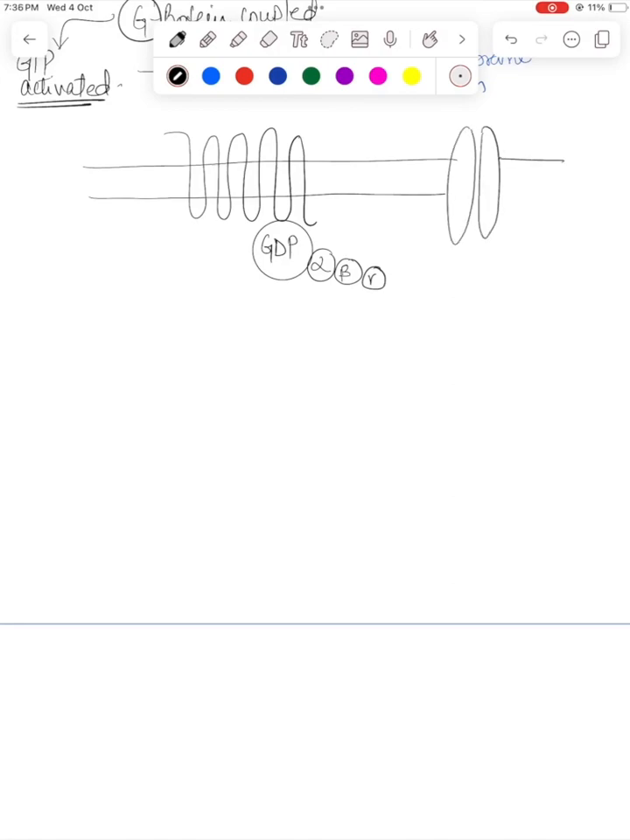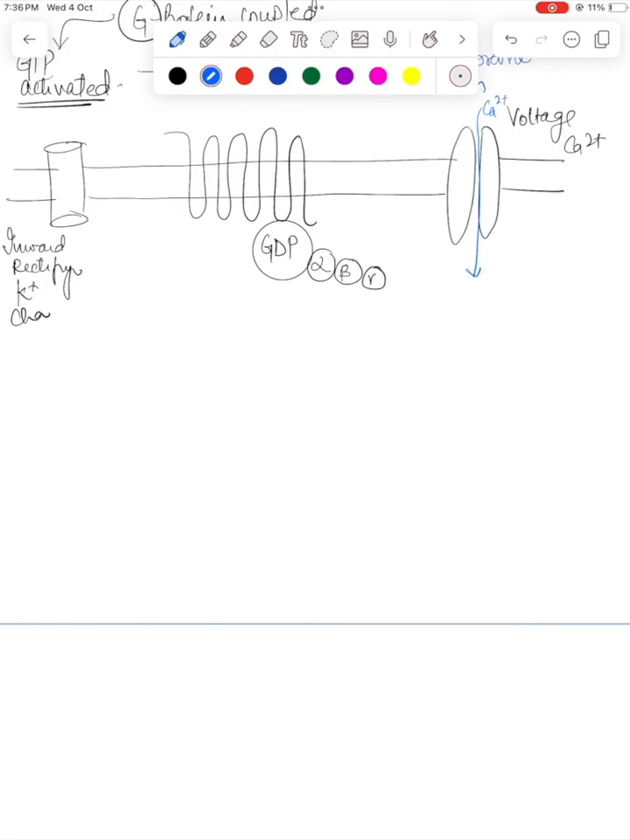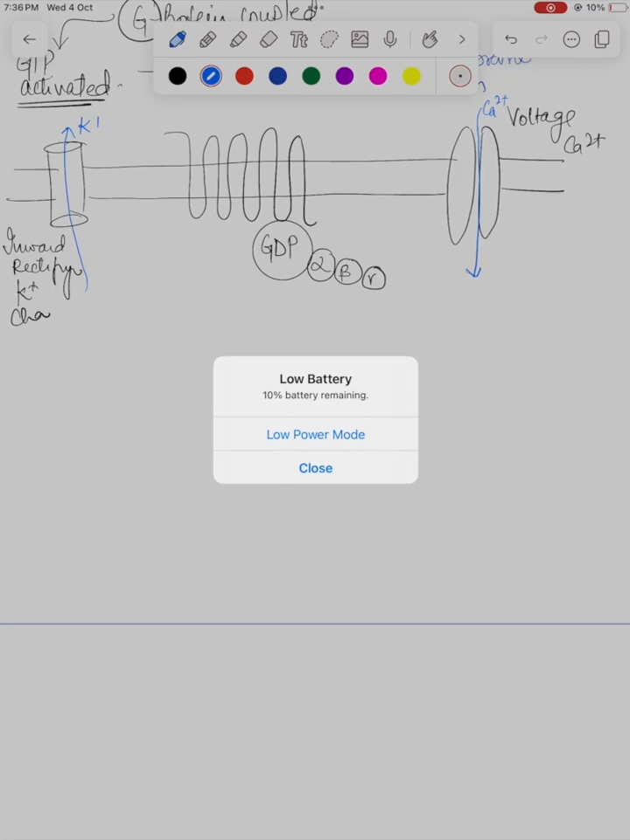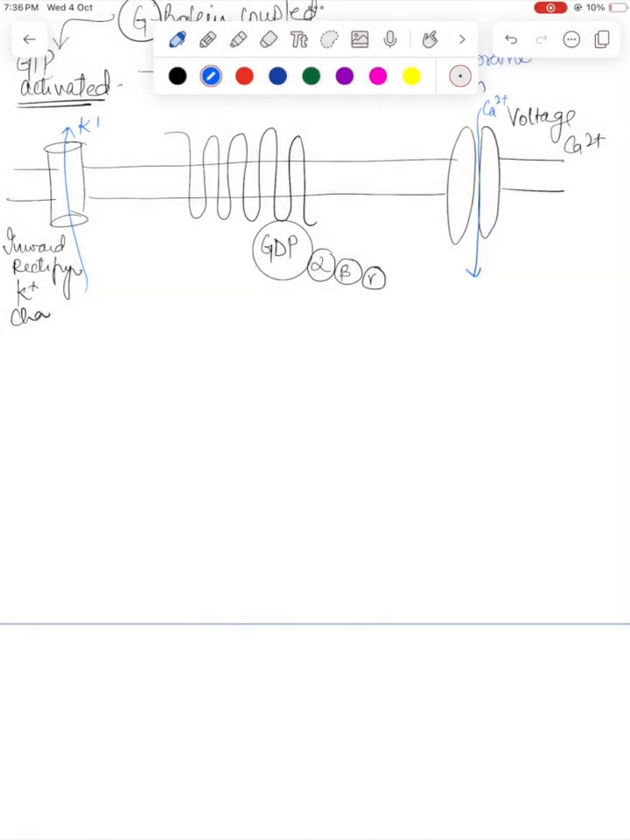Let us assume this is a calcium channel, a voltage gated calcium channel. And let us assume this is a potassium channel, an inwardly rectifying potassium channel. So the voltage gated calcium channel is going to allow the entry of calcium inside the cell, and the inwardly rectifying potassium channel will allow potassium to leave outside the cell.